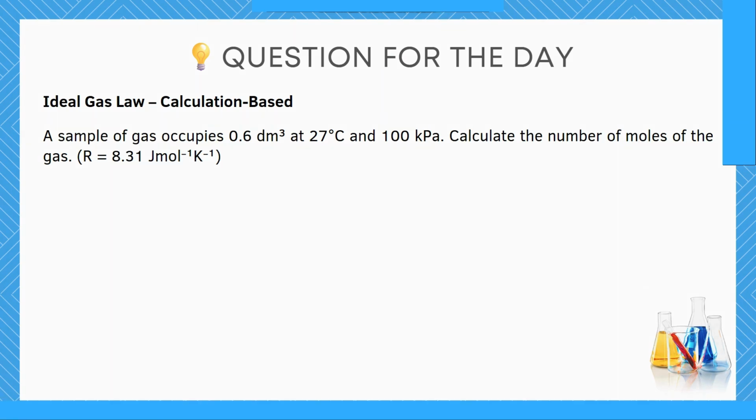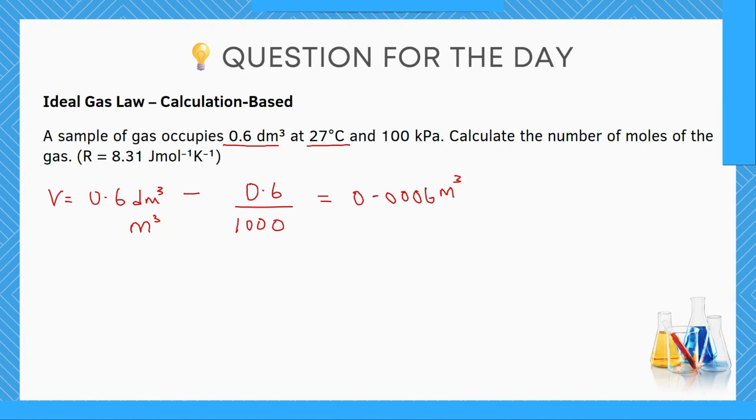So for the first value, volume was given to us as 0.6 dm³. We need to convert this to m³, or cubic meters. To do that, we simply say 0.6 divided by 1000. That gives us 0.0006 m³.